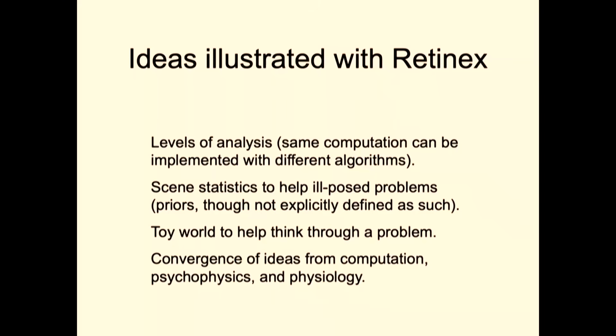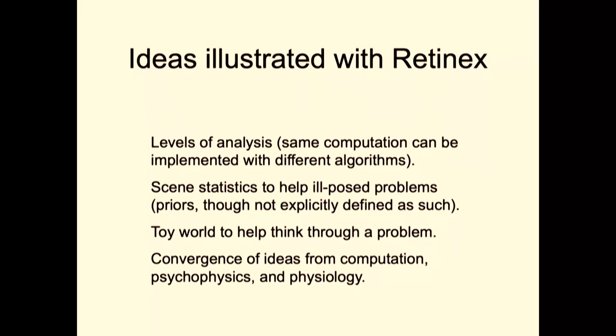So the ideas that we illustrate here with retinex are, number one, levels of analysis. So the same computation can be implemented with different algorithms. Number two, scene statistics help with ill-posed problems. Right? So this is what we think of as priors, the idea that certain things are a lot more likely in the world than others. In this case, illumination varying gradually, reflectance varying abruptly. They're not explicitly defined as such, but same idea.